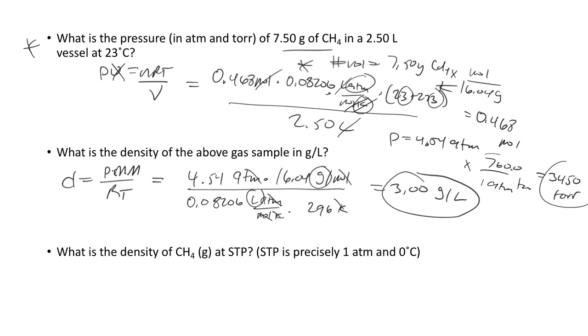So that's a pretty low density, right? Because water's 1 gram per milliliter, which would be 1,000 grams per liter. And so this is obviously a pretty low density compared to, say, that of a liquid.